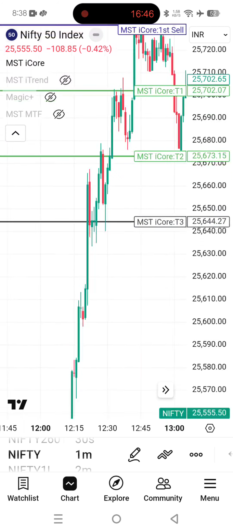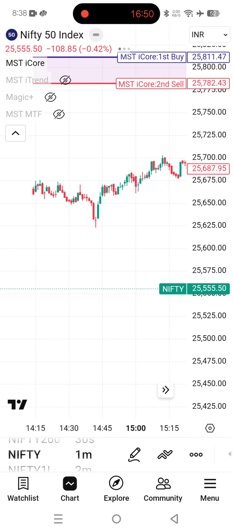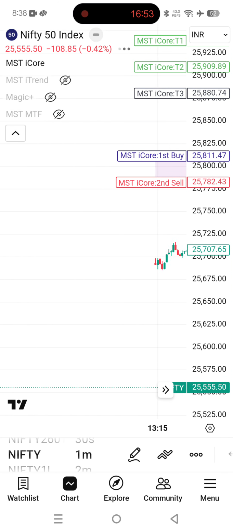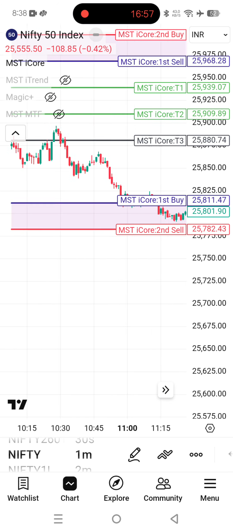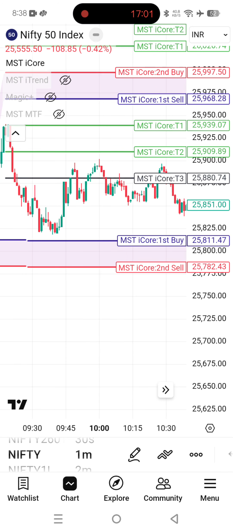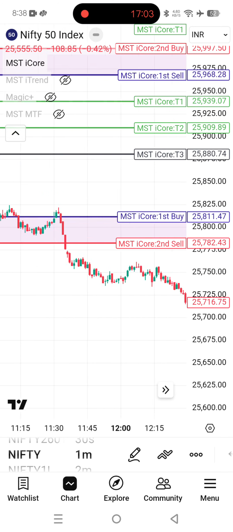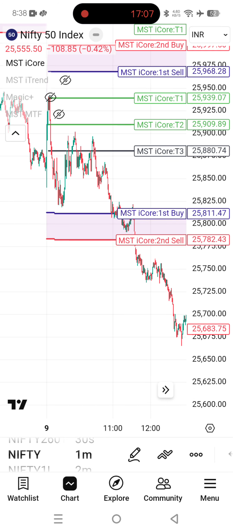So this is what happened in previous days. And if you want to know what happened on previous days, that is also possible because our indicator is not a repainting indicator. It will always show you the truth only. See here, look at this. So here also we missed the buy entry.